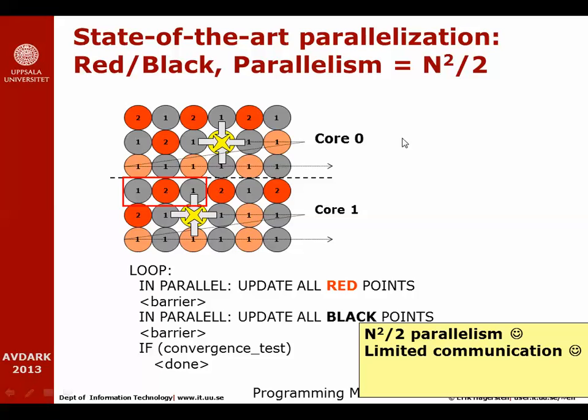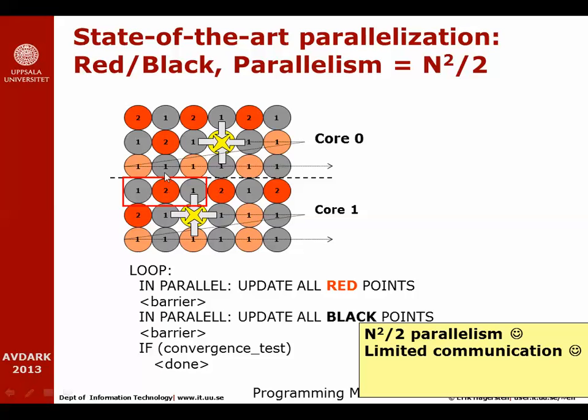There is also very limited communication. So if you have this kind of parallelization between core 0 and core 1, the layout of the cache lines are like this. So there is very little communication going across this dashed line here between the cores. It's just read communication. So in order to update this black entry here, you will need to read the value of this red entry here, for example.